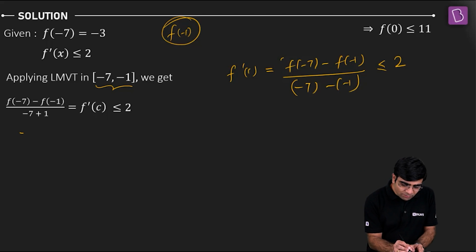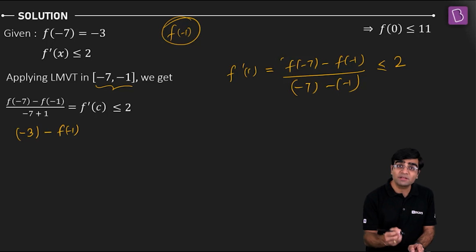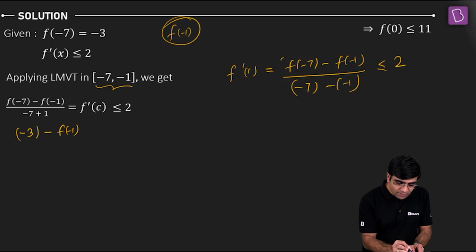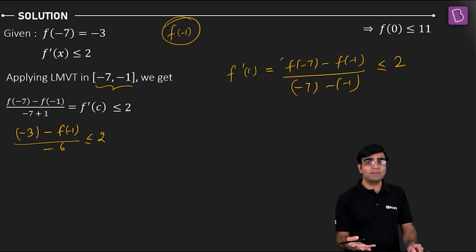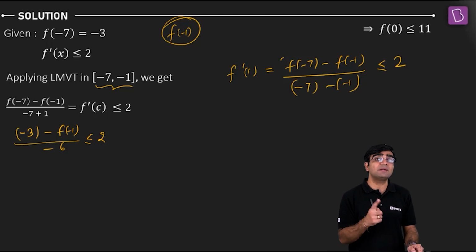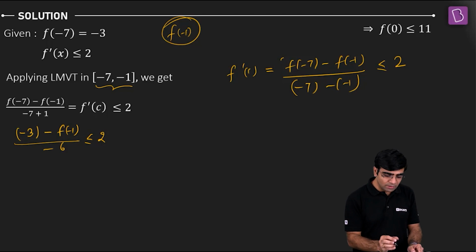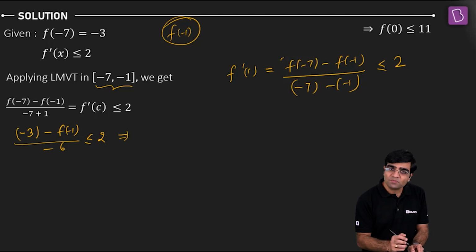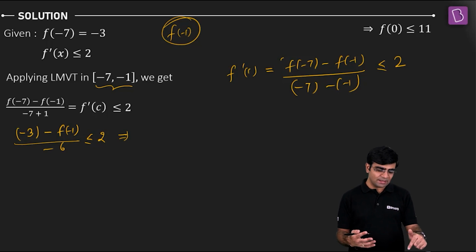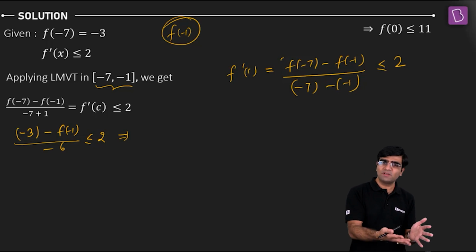So I got f of minus 7 as nothing but minus 3, minus f of minus 1, I'll keep it as it is because I have to comment on that value, divided by minus 6, less than or equal to 2. Once again, I can multiply by minus 6 on the right side of the inequality, but the sign of the inequality will definitely change as I'm multiplying by a negative number, right? So from here, if I keep that minus sign, I'll dissolve it in the numerator.